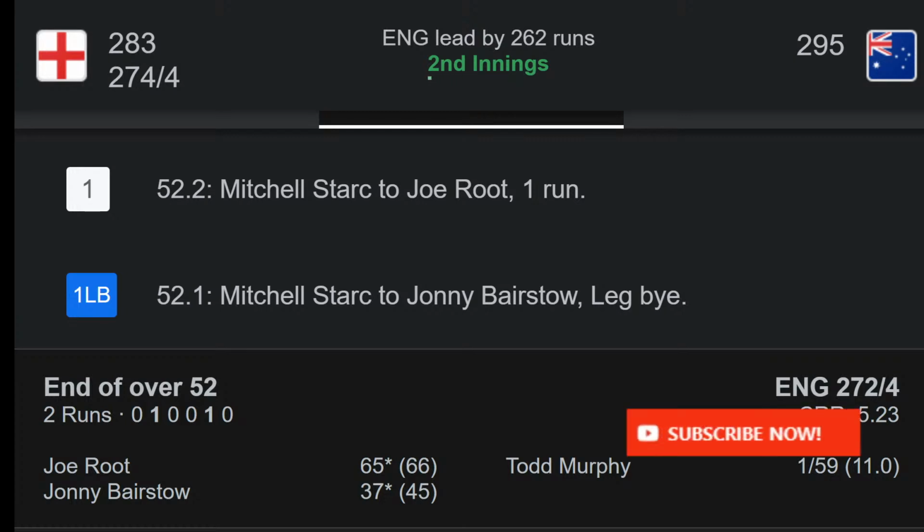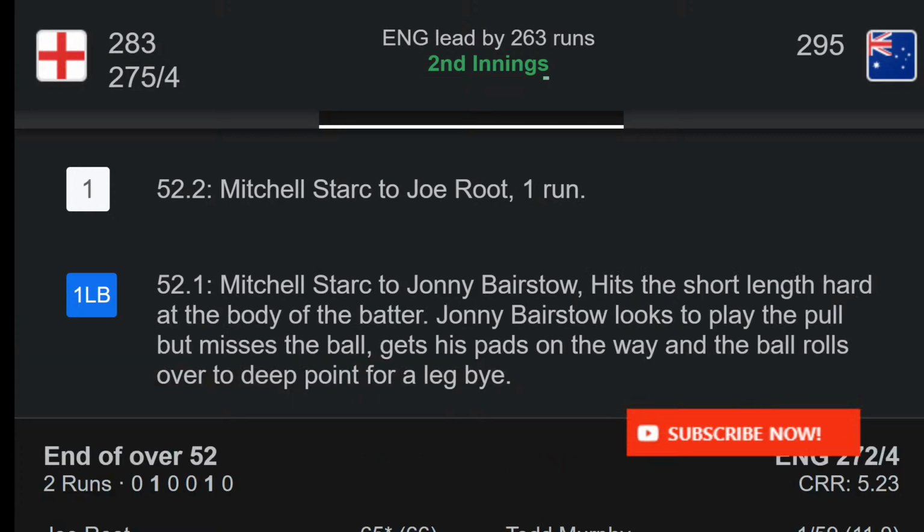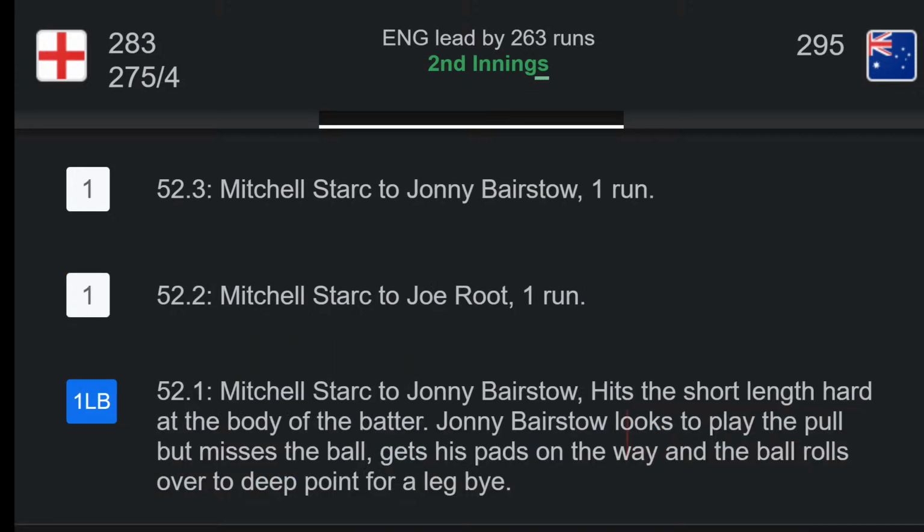So, if you know, the fourth Test has been washed away by rain on the fourth and fifth days. Very unfortunate scenes for the English batsmen. And now it's a similar situation, but England is in a very strong position in this Test. Mitchell Starc to Jonny Bairstow, hits a short ball hard at the body of the batter.